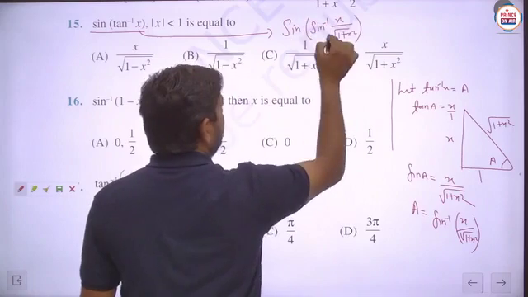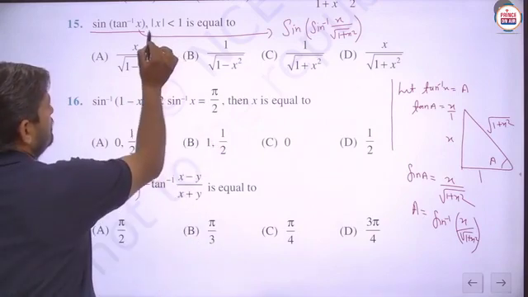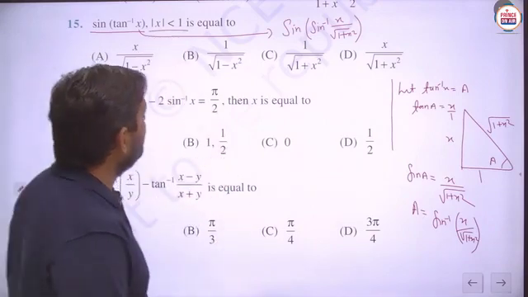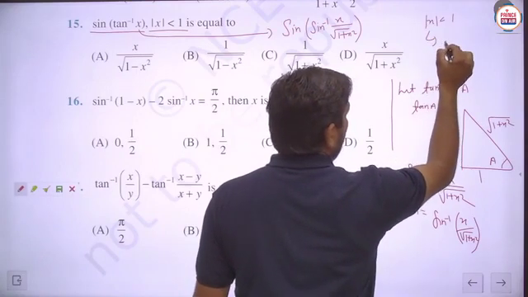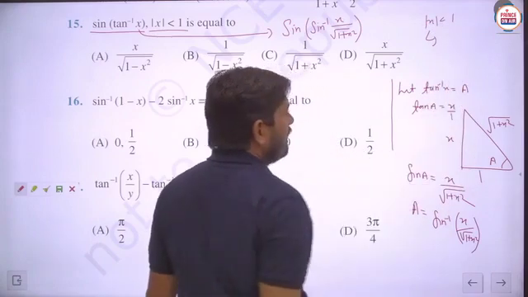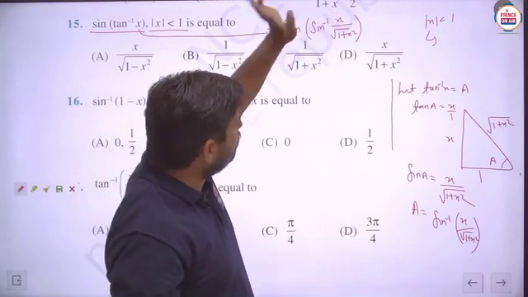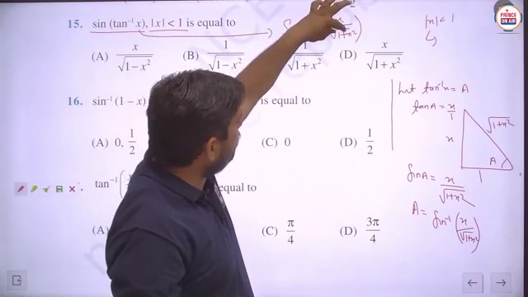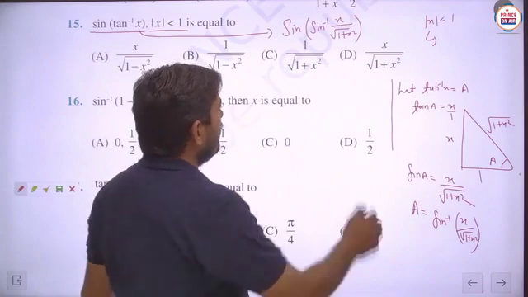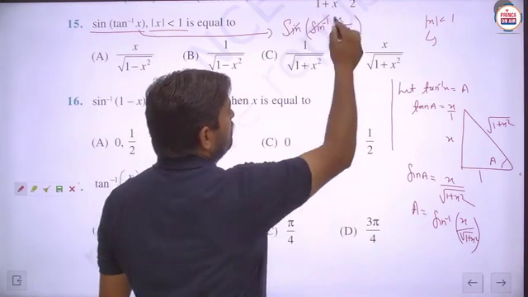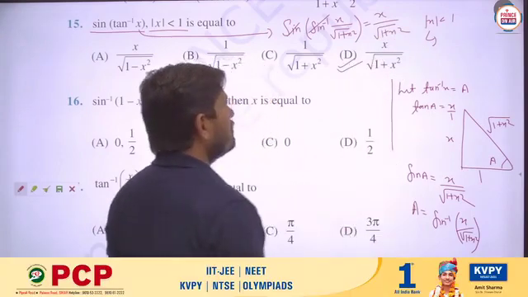Now this will be cancelled out, but when x belongs to the interval minus 1 to 1, here this condition is given as modulus x less than 1. So definitely, student, modulus x less than 1 specifies that x lies between minus 1 and 1. So we will see this expression x upon under root of 1 plus x square. Definitely root of 1 plus x square is greater than x, so this value definitely lies from minus 1 to 1. So directly you can cancel out this part and you will get the answer as x upon under root of 1 plus x square, and option number D is the correct answer of this question.